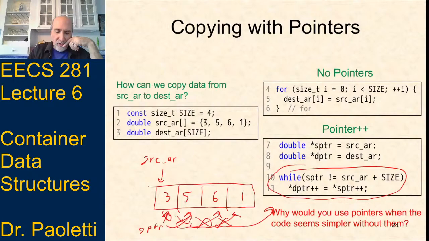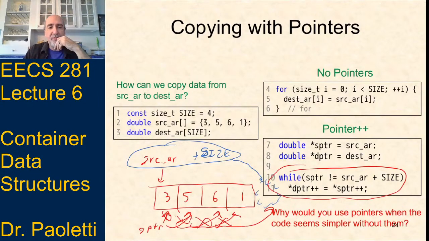If source array is here, let's change colors, source array plus size, S-I-Z-E, source array plus size points to here, just off the end. Would a less than work here? If I change that to a less than, does it work? Yes, it works. With arrays and with vectors, it works.